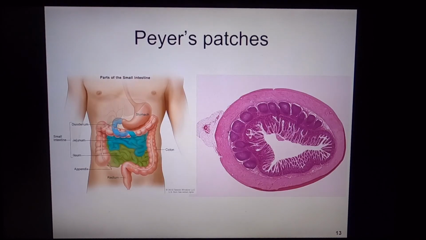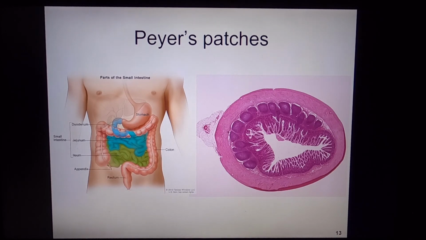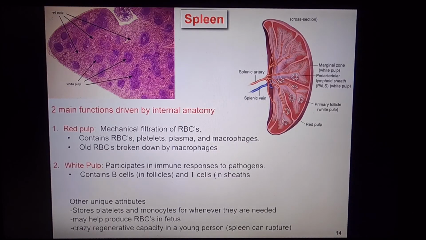And if you don't know what an appendix is, there's a nice view of an appendix right there. Yet again, mucosa-associated. So let's talk in a little bit more detail about the spleen. It's kind of a neat structural set.